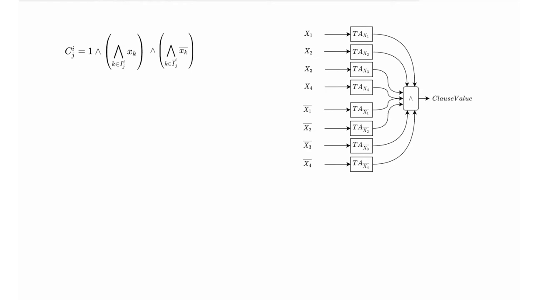You can see on the screen the formula which defines the mechanism of the clause computing unit, and the graph on the right hand side which gives you an example of a four literal system and a single clause and the way to calculate the clause value. To understand this clause computation much more easily: in order to calculate the clause you need to have the literal x and also its negated version. You also need I and I bar, which describe the include exclude action generated by each of the TAs.